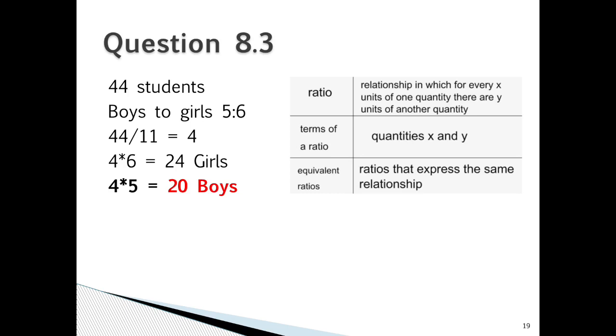We have 44 students, and the ratio of boys to girls is 5 is to 6. If you divide 44 by 11, you will get 4. 4 times 6 is equal to 24 girls, and 4 times 5 is equal to 20 boys.